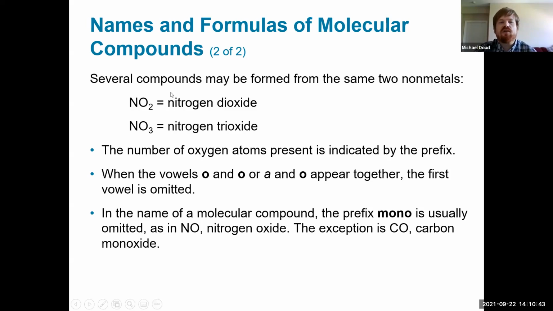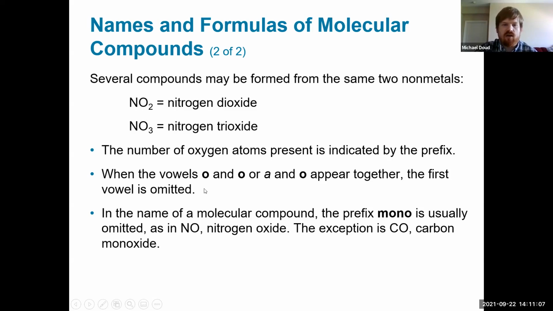And this gives a way to distinguish between these molecular compounds that can have weird combinations that we aren't as able to predict as we are for ionic compounds. NO2, NO3, both compounds that occur in nature, and we need to know because they have very different properties. So this one is nitrogen dioxide. This is nitrogen trioxide.